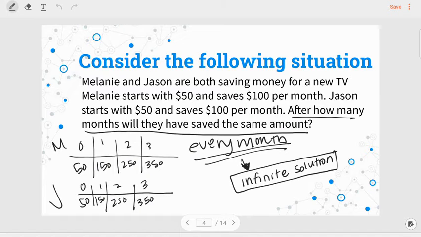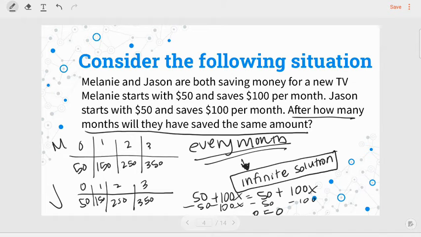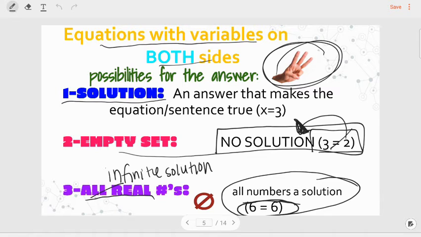Let's go back to this example right here. If I wrote out my equation, 50 plus 100x equals 50 plus 100x. Okay, if I minus 50, that gives me 0. And if I minus 100x, that also gives me 0. So I'm left with 0 equals 0. When they're the same on both sides, that's a telltale sign that it's an infinite solution.